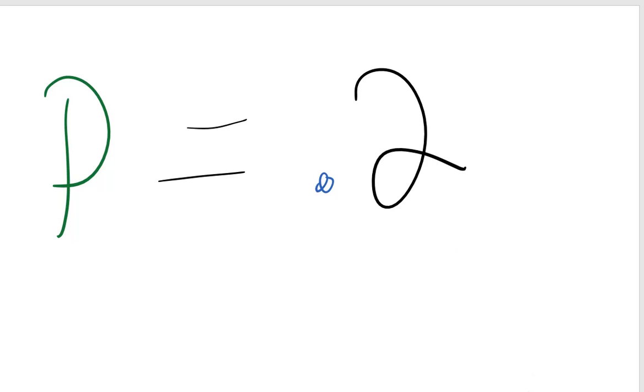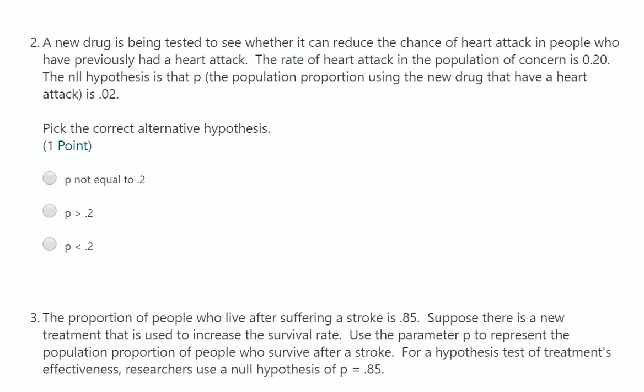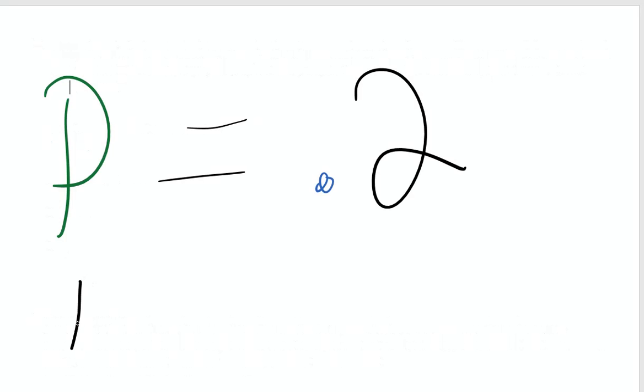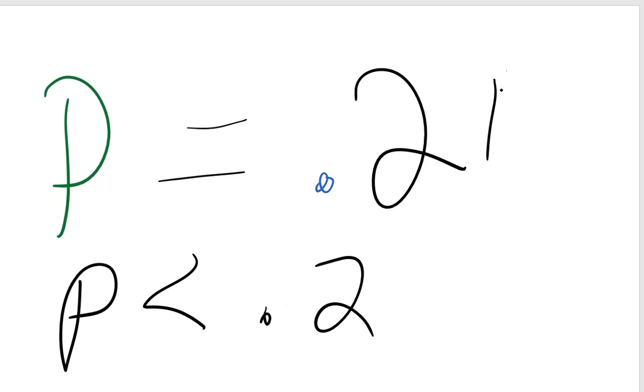If they want the alternative hypothesis, we want people to get less than, right? So less than 0.20. So this is H null, and this is H A. So that's the answer: p is less than 0.20.